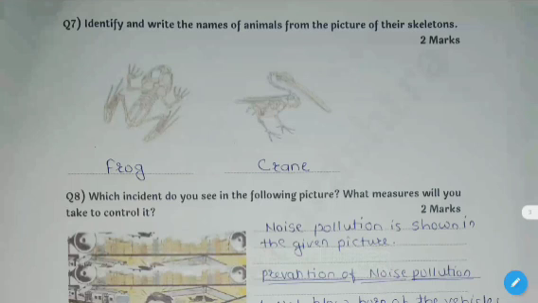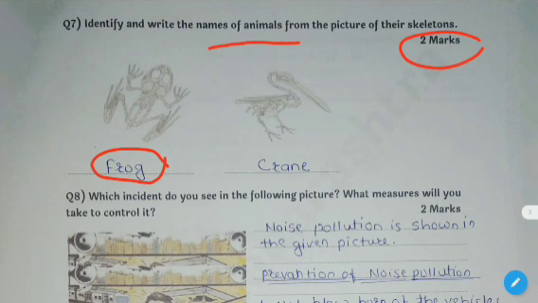Now question 7, identify and write the names of animals from the pictures of their skeletons. Here 2 skeletons are given. We have to identify the names. This is for 2 marks. The first skeleton is of a frog and the second skeleton is of a crane.